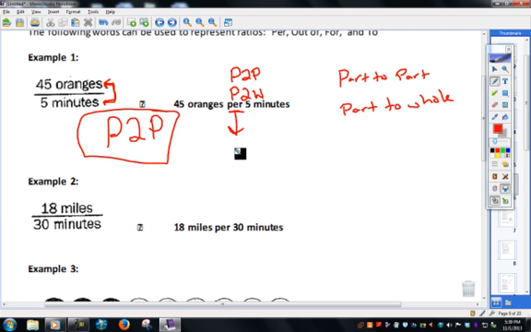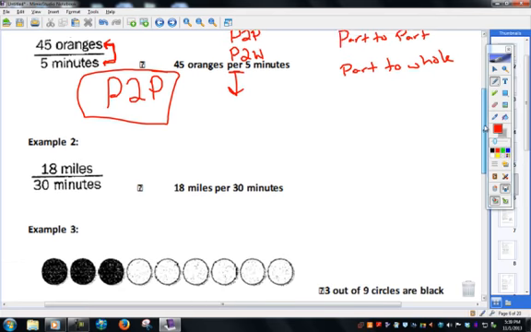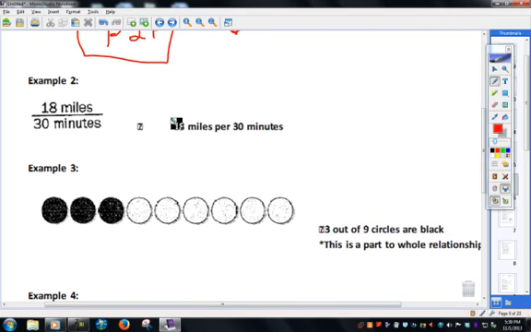The word per will mostly be a part-to-part ratio. Okay? Let's go down here. Actually, I'll pause. Go ahead and pause it and try this one yourself. Okay? Here we go. Again, here I got 18 miles and 30 minutes. Is there a whole amount here? Are we saying that this is 18 miles and then the 18 miles are included in the 30 minutes down here somewhere? Absolutely not.